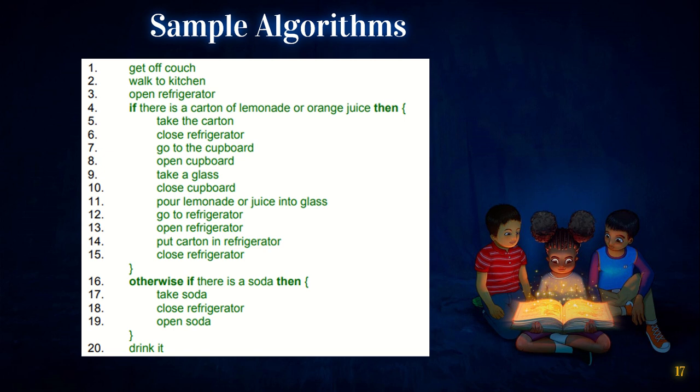And otherwise, if there is a soda, then take the soda, close the refrigerator, open the soda and drink it. So here, guys, you can see the algorithms are built on particular if-else statements. If this scenario occurs, how the situation should be handled, and else, otherwise, how the situation can be handled.